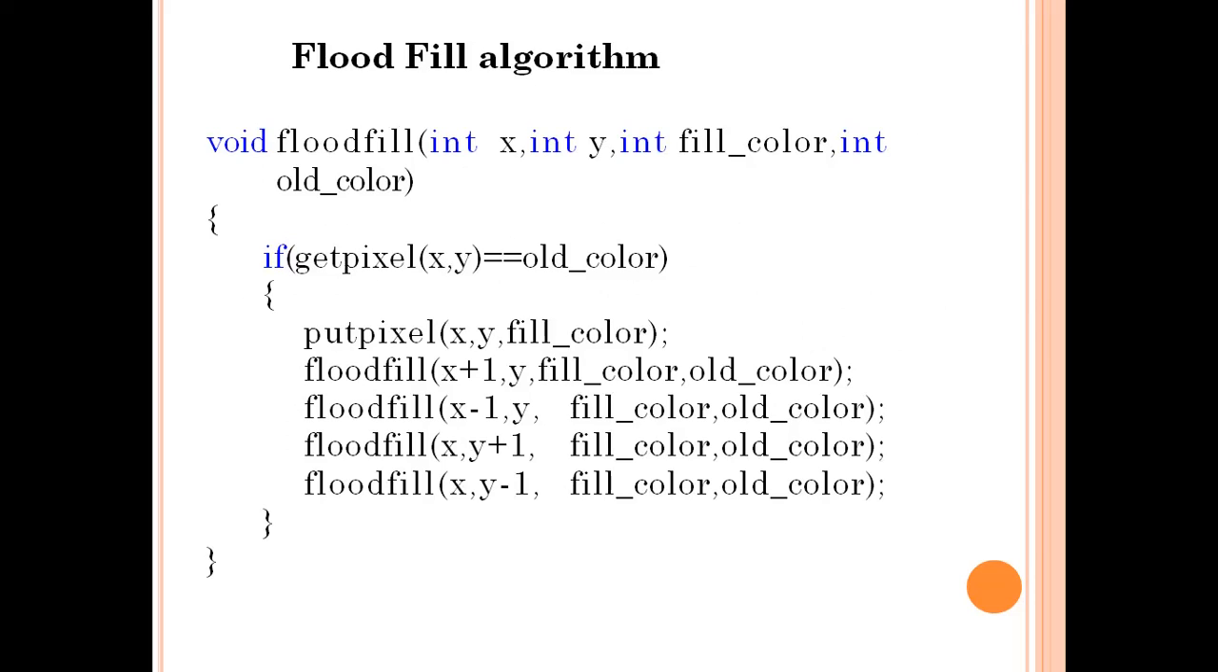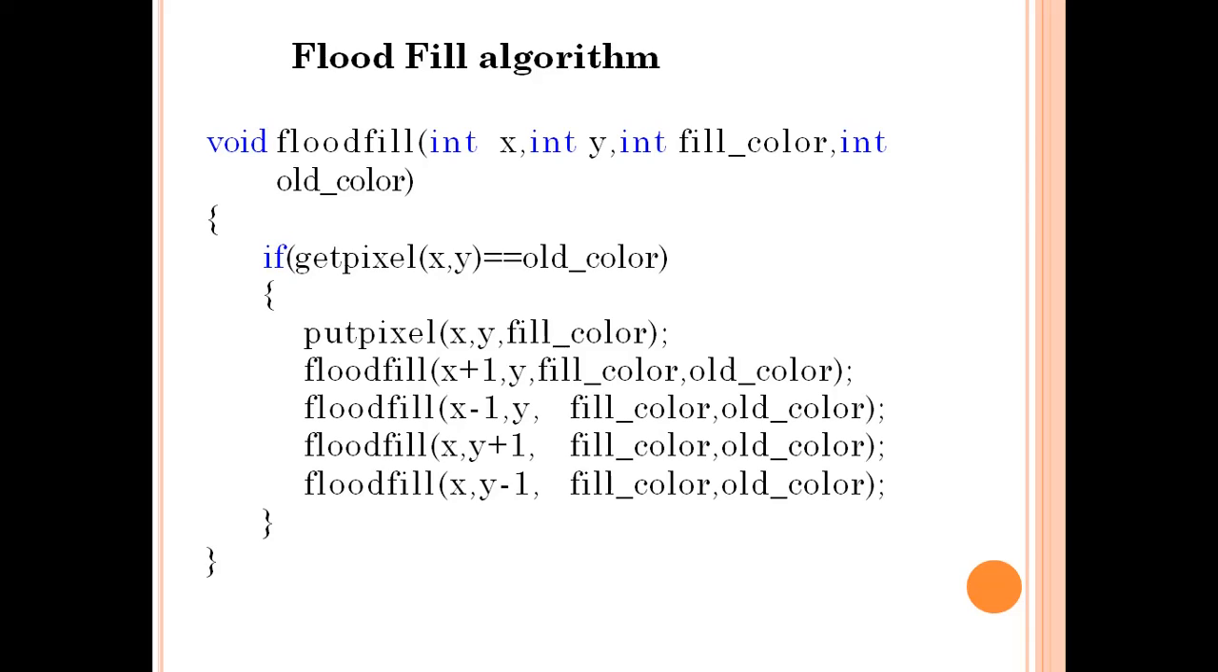This is the algorithm for flood fill. If you are observing, the condition is very easy. If the pixel is having old color, then we have to color it. If that condition is true, that the pixel is having old color, it means that we have to use the new color, which is the fill color, for coloring the pixel.